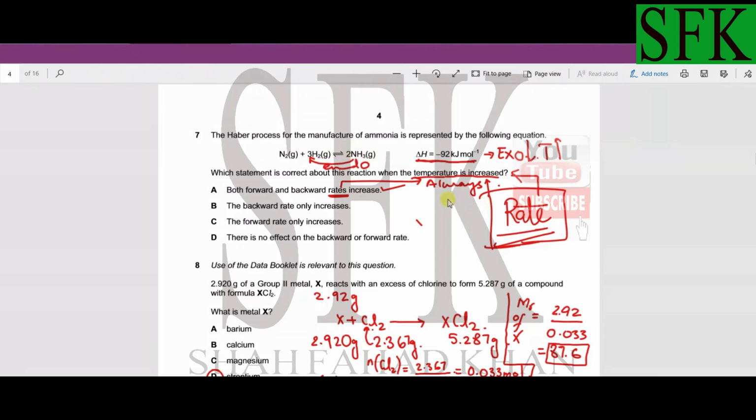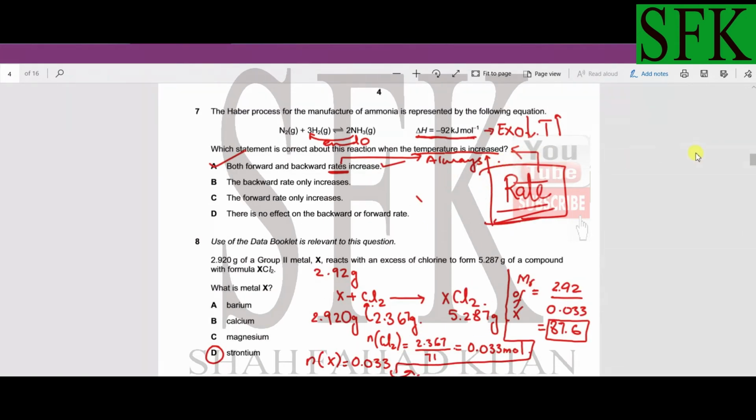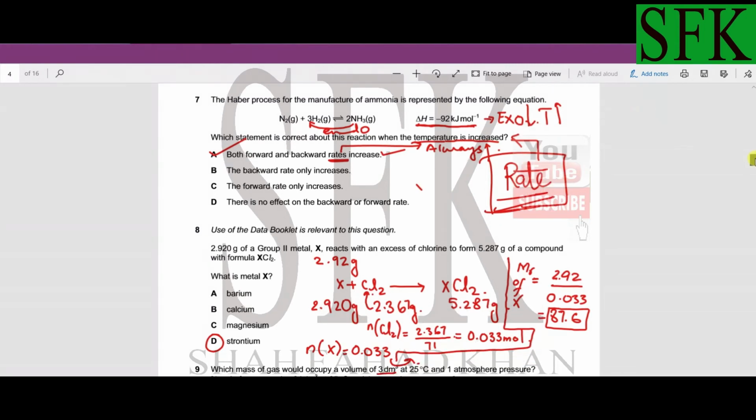But the rate of reaction with increase in temperature will always increase. So the rate of both forward and backward reactions will increase, because of more frequent collisions, and hence more fruitful, more frequent collisions giving you more product.